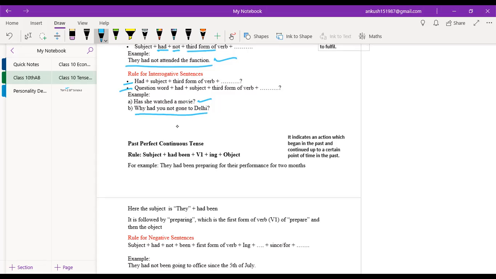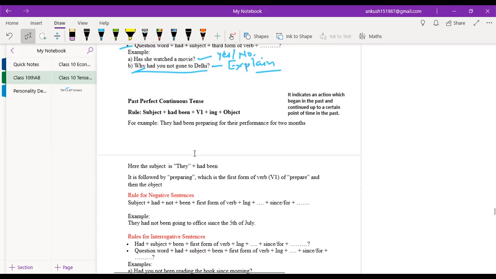Why had you not gone to Delhi? Means here you have to explain. If a WH type of word is used in the question, then you have to explain for that particular question. Understood? Or this is called a yes or no type of question.